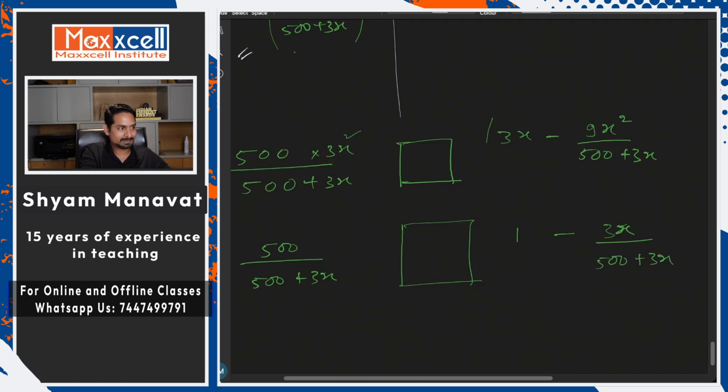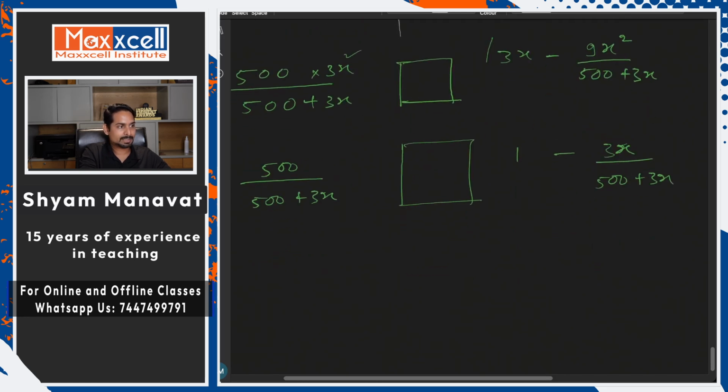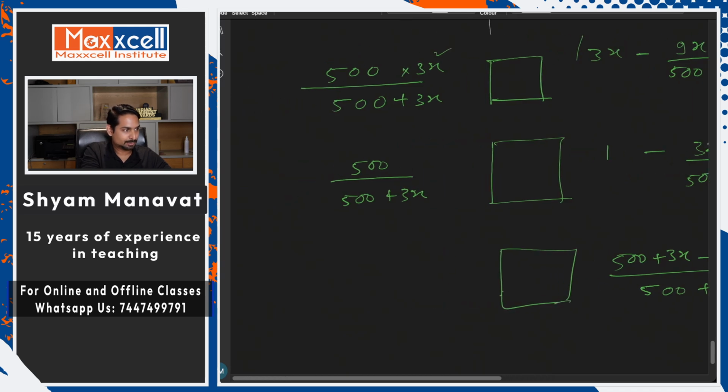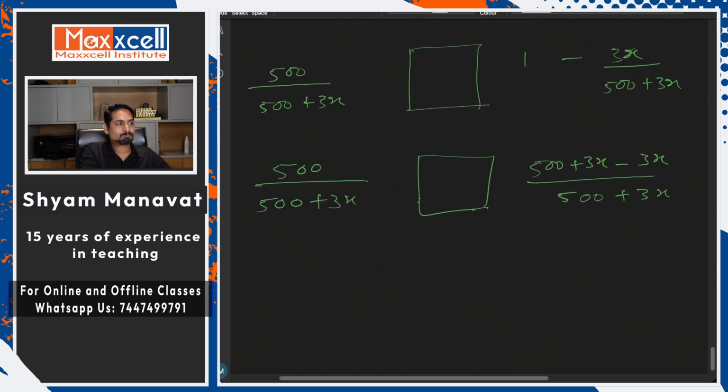Now let me simplify this part. Again, I am writing all steps so that I can take all my beginner students along with me. Advanced students, I'm sure you must be getting bored with me writing all these steps, right? But never mind. So 3x is cancelled, and you got 500 upon 500 plus 3x.